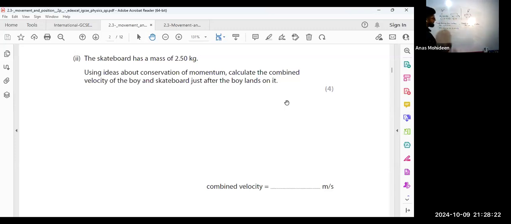Equals the total momentum after the collision, when the boy lands on the object. So landing on the object means the 43.2 kilogram person lands on the 2.5 kilogram skateboard. So I have to take 43.2 kilograms plus 2.5 kilograms together having a velocity. Accordingly, give me the answers quickly now. We can find out the answers now.